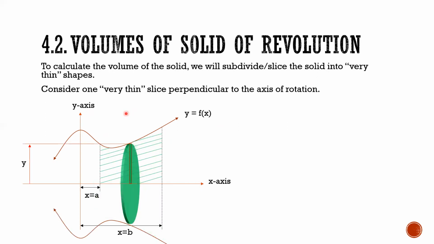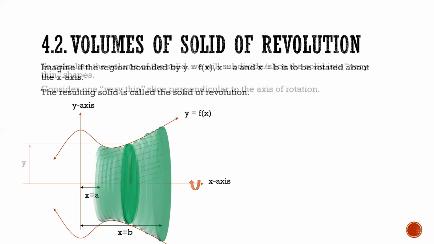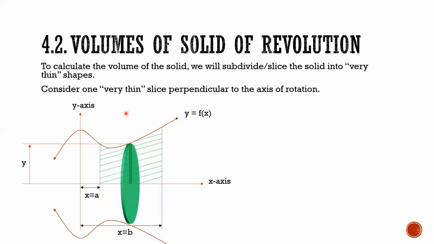Now, to calculate the volume of the solid, we will subdivide or slice the solid into a very thin shapes. So imagine from this shape, we slice one particular part of it. So consider one very thin slice perpendicular to the axis of rotation. Now, as we can see, the dimensions of this particular solid is that y would be representing its radius, and then the thickness here, which is very thin, similar to the concept that was introduced in the previous application, this is going to be our differential in x, which represents the thickness.